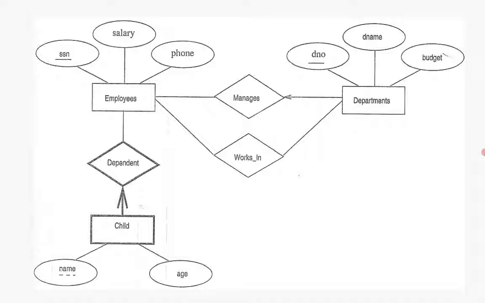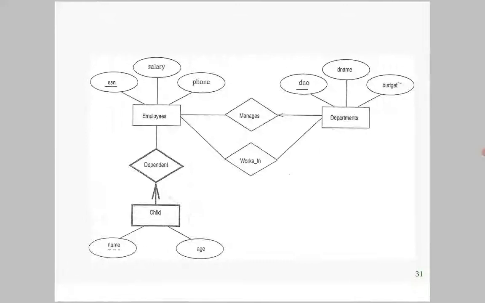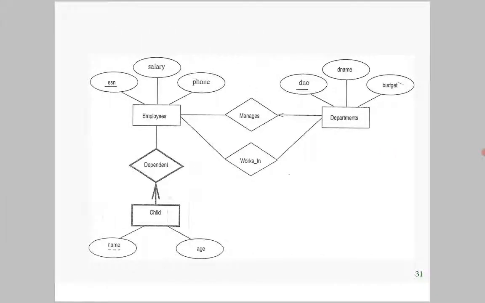So here it is a one-to-many relationship, or many-to-one relationship. Many-to-one means every employee has many children, and generally they depend on their parents. So dependent is one relationship, manages is another relationship, and works in is another relationship. So this is another example of an ER diagram for a company database.